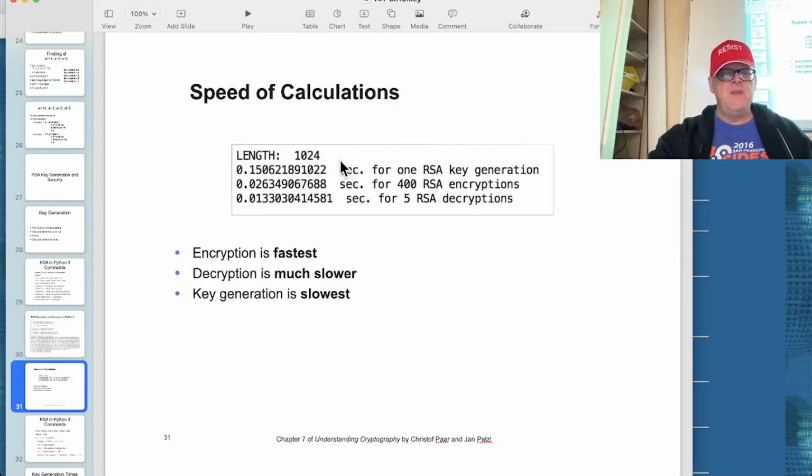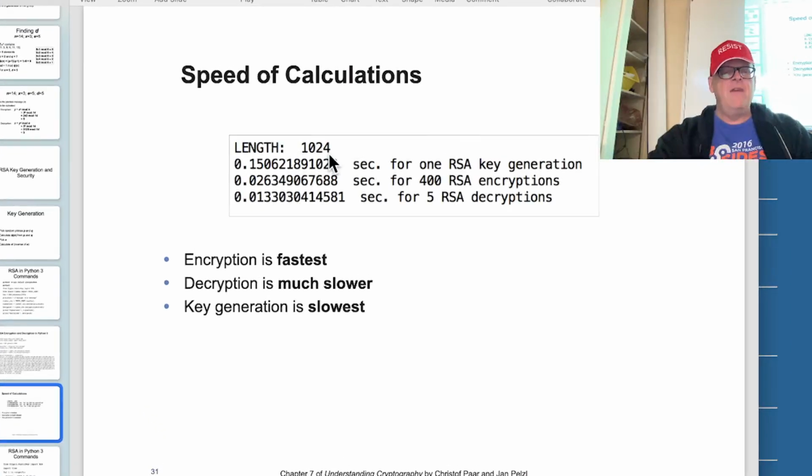So here's for speed of calculations, for example. If you have a length of 1024, which is not enough to be secure anymore, but we used those for a long time, one key generation takes 0.15 seconds. 400 encryptions takes 0.02 seconds. And decryptions, 5 of them, takes 0.11 seconds. Now this is because we chose E to be small, so encryption is really fast. D is much larger, so decryption is much slower, like 100 times slower. So your encryption is 1/400th of 0.02 seconds, so it's less than a millisecond.